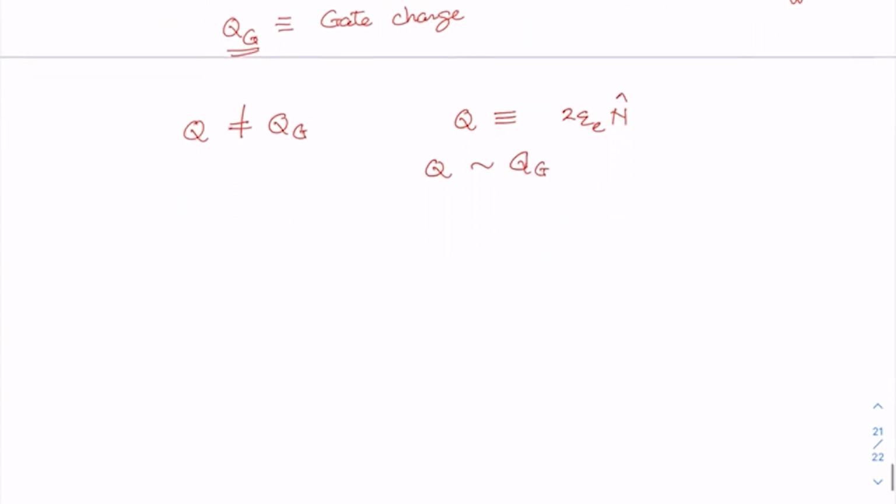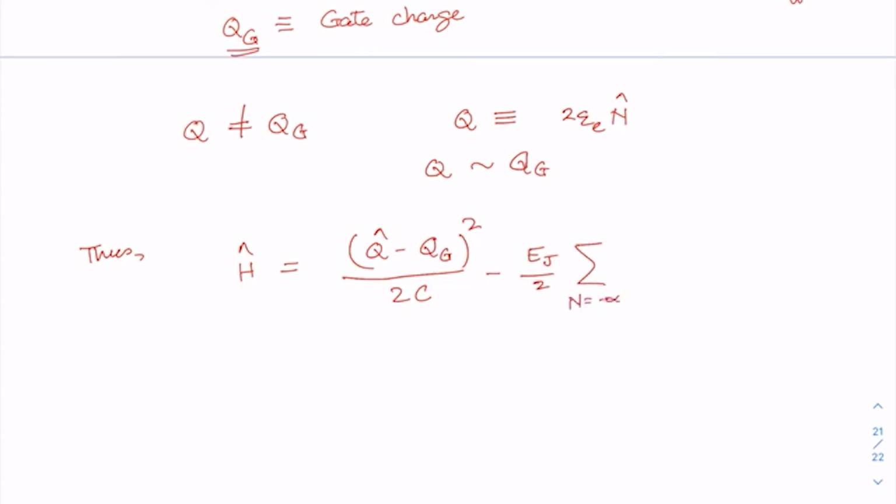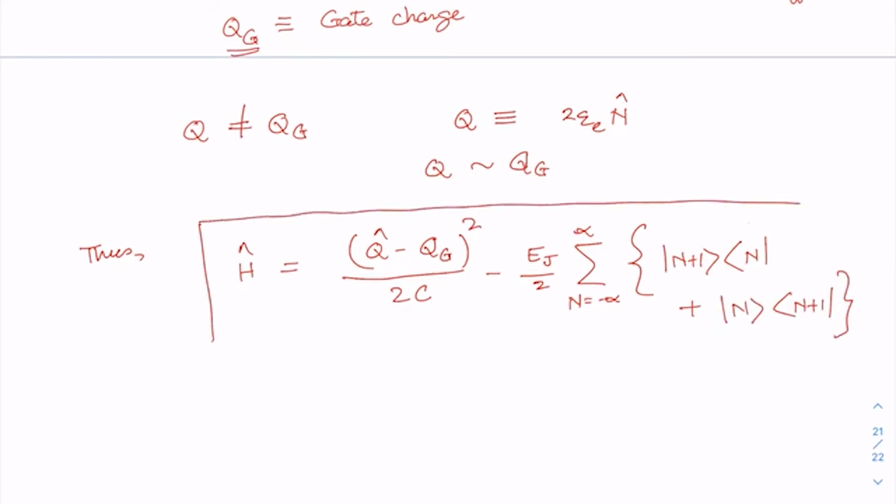Therefore, finally, if this tuning is also taken into account, the total Hamiltonian we can write as H equals (Q minus Qg) squared divided by 2C, and then minus EJ by 2, that is the tunneling part of the Hamiltonian, summed over n from minus infinity to plus infinity, with the tunneling term from n to n plus 1, and the other term from n plus 1 to n. So this is what we have finally: the Hamiltonian for the Cooper pair box.